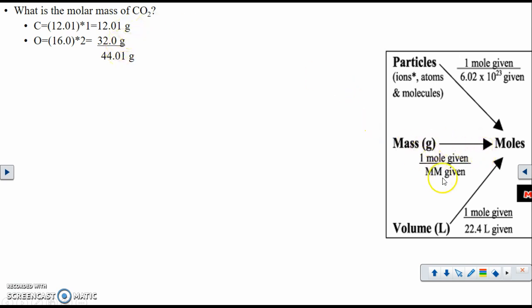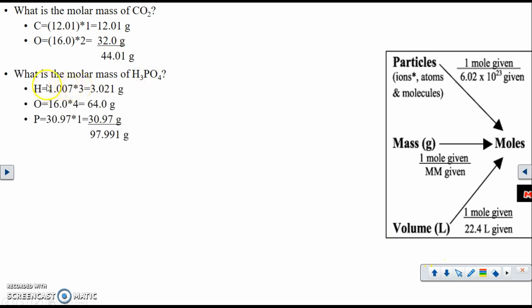So molar mass is, in this case, determined by looking at the periodic table. Another example, a little bit more complicated, phosphoric acid, or if you want to talk about it as hydrogen phosphate, fine. Phosphoric acid has 3 hydrogens, 1 phosphorus, and 4 oxygens.